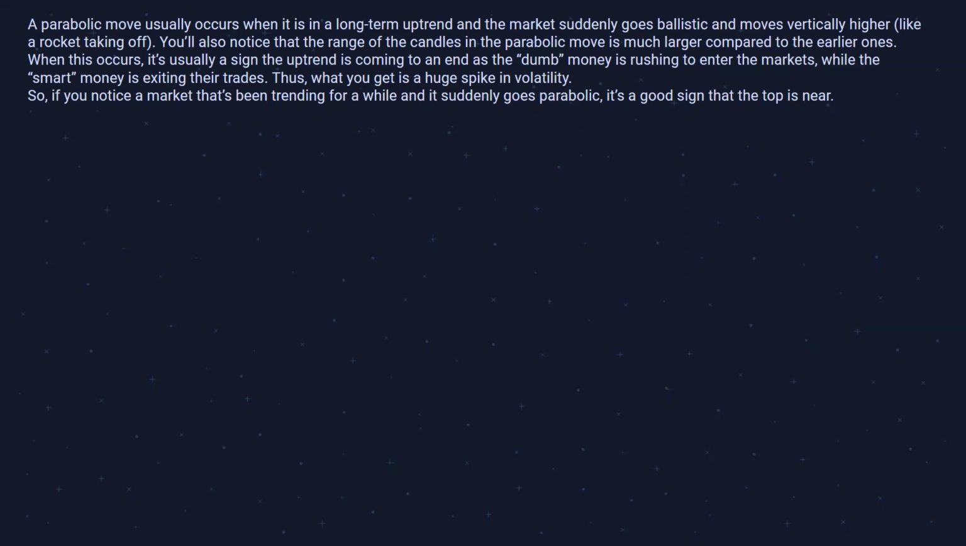So that's how these big people make a lot of money, is the money that goes in is the people that don't know what they're doing, and the money that goes out is the people that know what they're doing. Thus, what you get is a huge spike in volatility. If you notice a market that's been trading for a while and it suddenly goes parabolic, it's a good sign that the top is near.